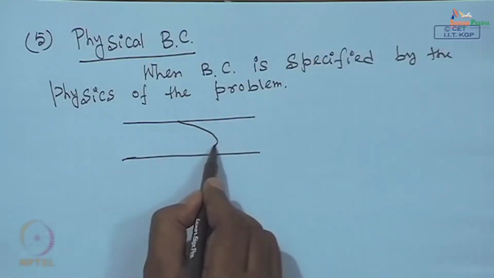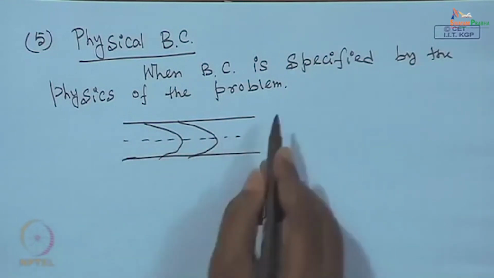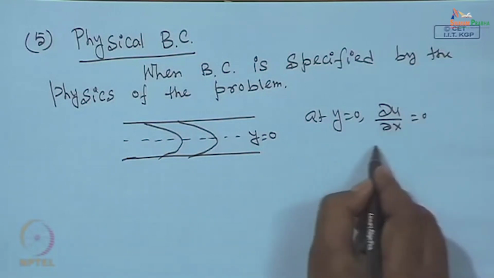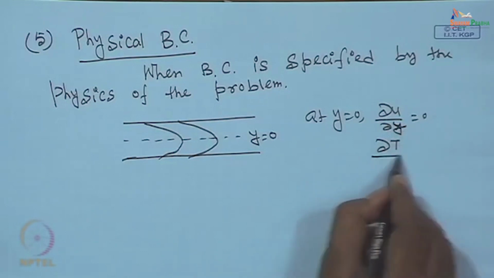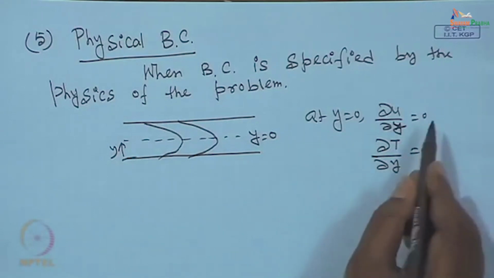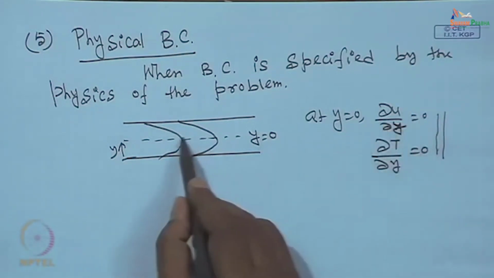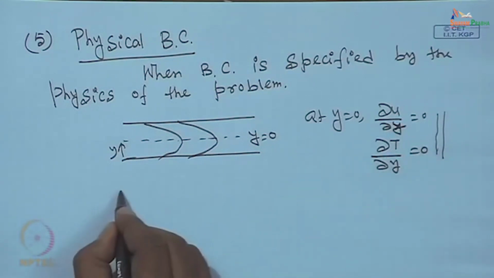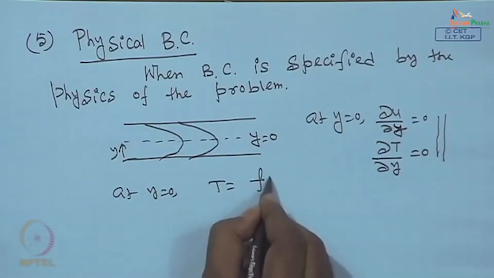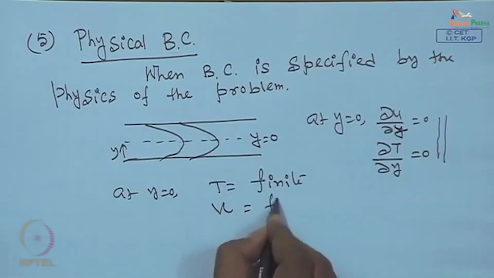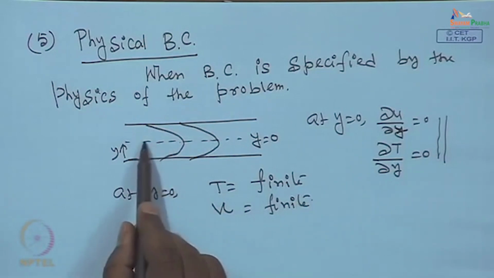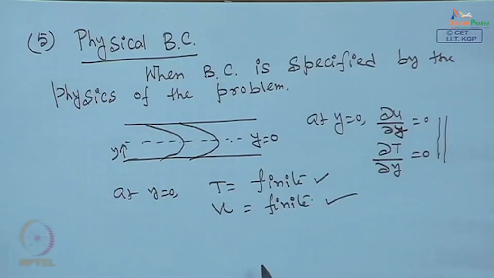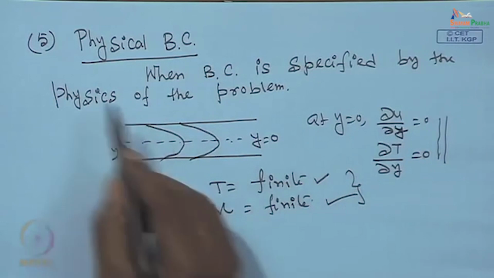For example, when you are talking about a temperature profile or a velocity profile inside a channel, we always define this boundary condition at the middle of the channel, that means at y is equal to 0, del u del y is equal to 0, or del t del y is equal to 0. This comes from the physics of the problem. It is not that the boundary is insulated, it is basically symmetrical at that particular boundary. Or we can say at y is equal to 0, t is finite or velocity is finite. That means, at the middle of the channel, the temperature must be assuming a finite value, the velocity must be assuming a finite value, but we do not know its value. So, these boundary conditions are known as the physical boundary condition.